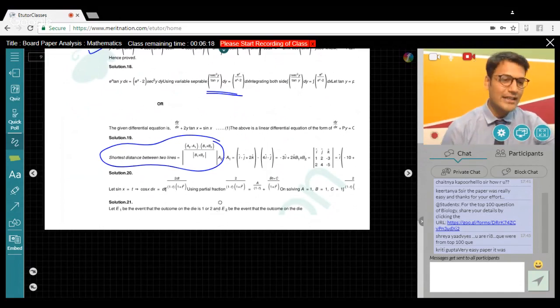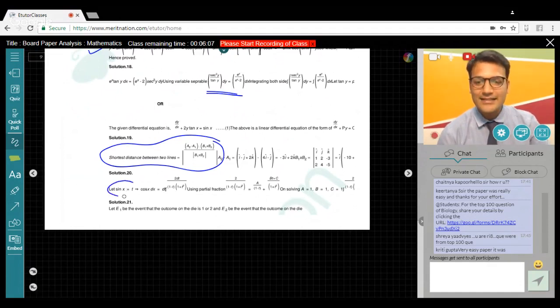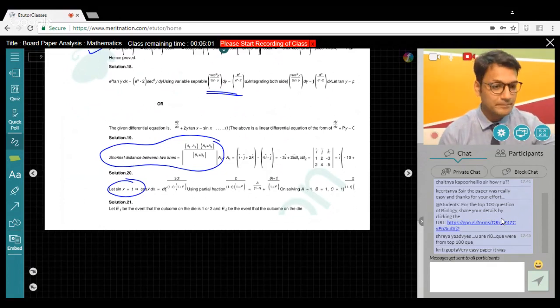Question number 20, a simple question. You can just check it out on our website, the solution would be there. The only thing you need to do is replace sin x with t. Once you do that, apply partial fractions and you have your results. So it was again a pretty simple one.